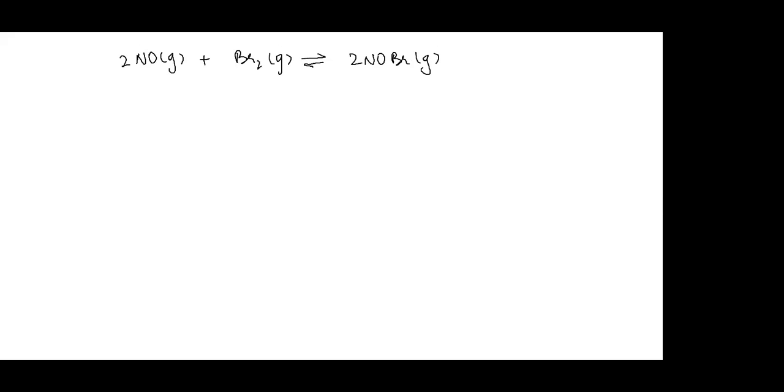Similar to calculating the equilibrium concentration of any particular reaction, this is another question that I have. So let's say we have this reaction: nitric oxide plus bromine is in equilibrium with NOBr.